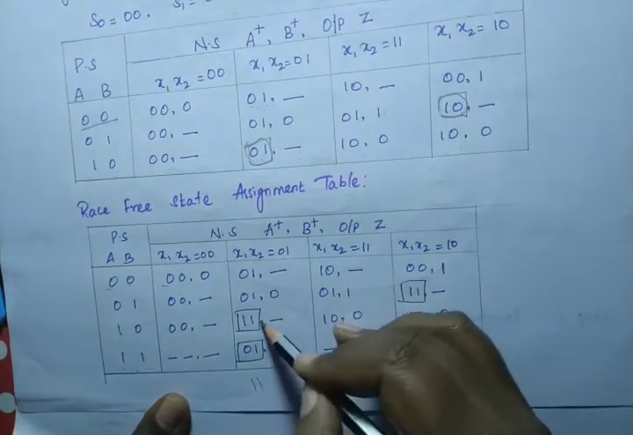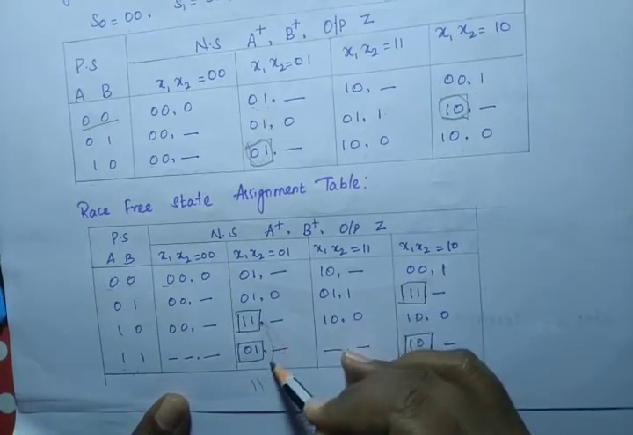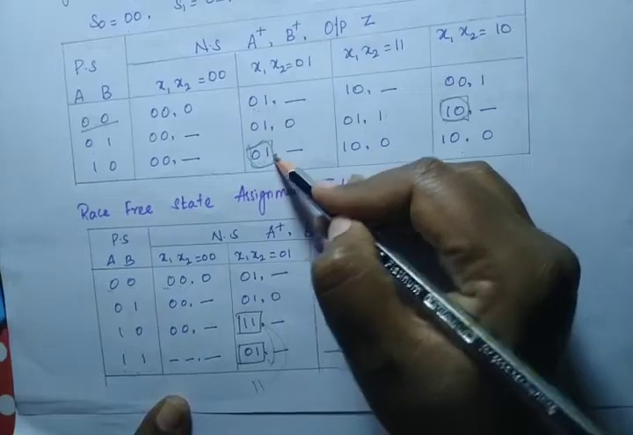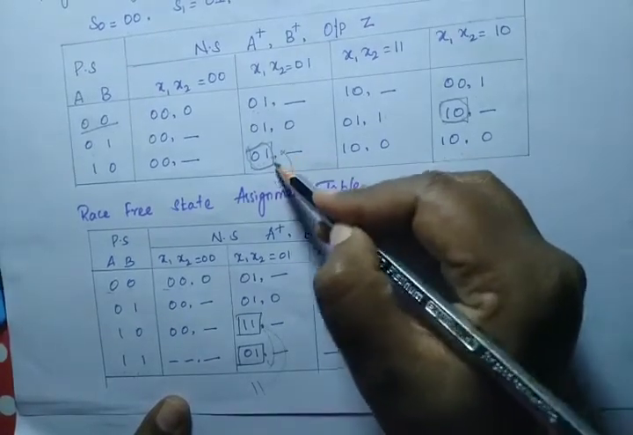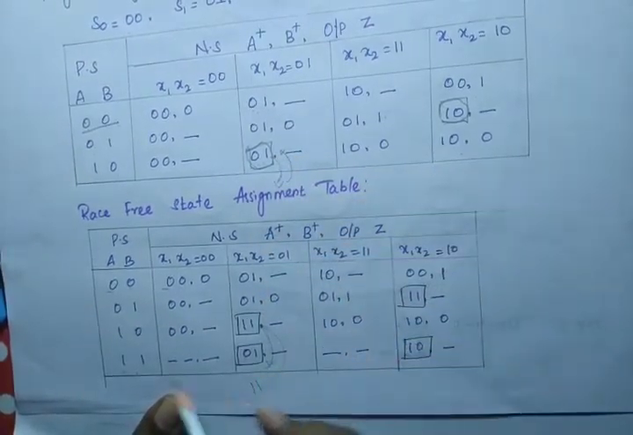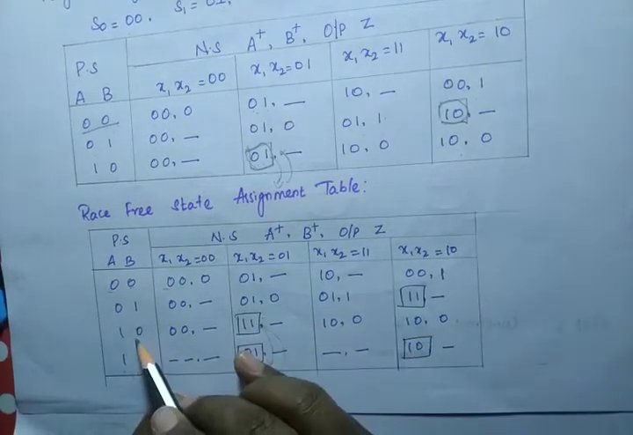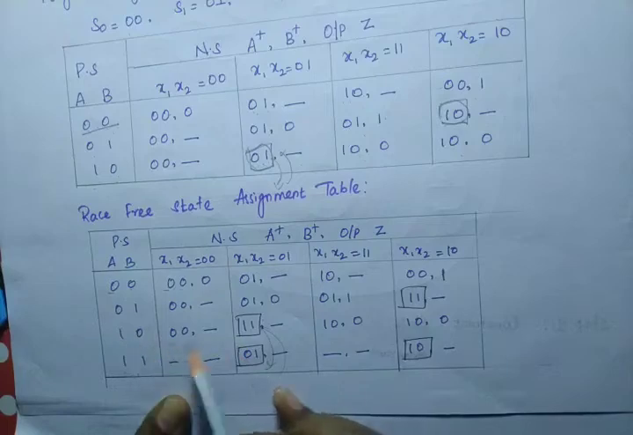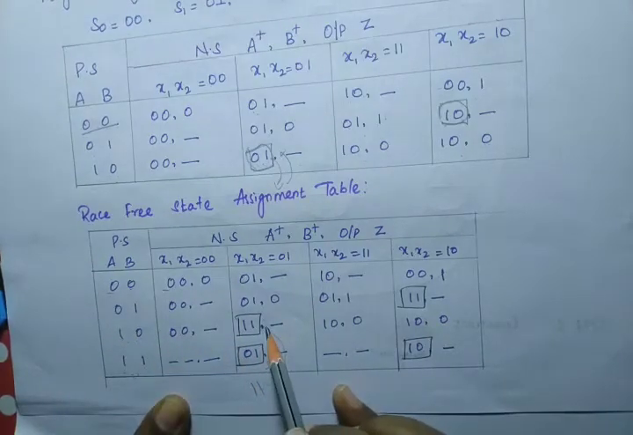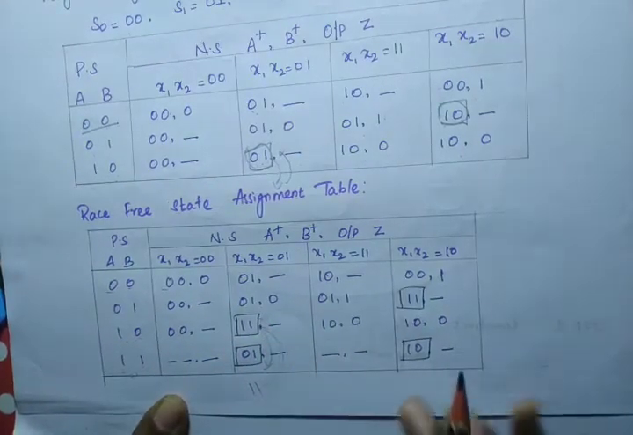Now we have changed this 11 here and we have taken that 01. So here we have 01. So we are exchanging the values. We are going to take this 01 to the 11 next state, and we are going to take this 01 to the 10 state. Now let us check here. Now we have only one bit change. So we don't get race condition here.